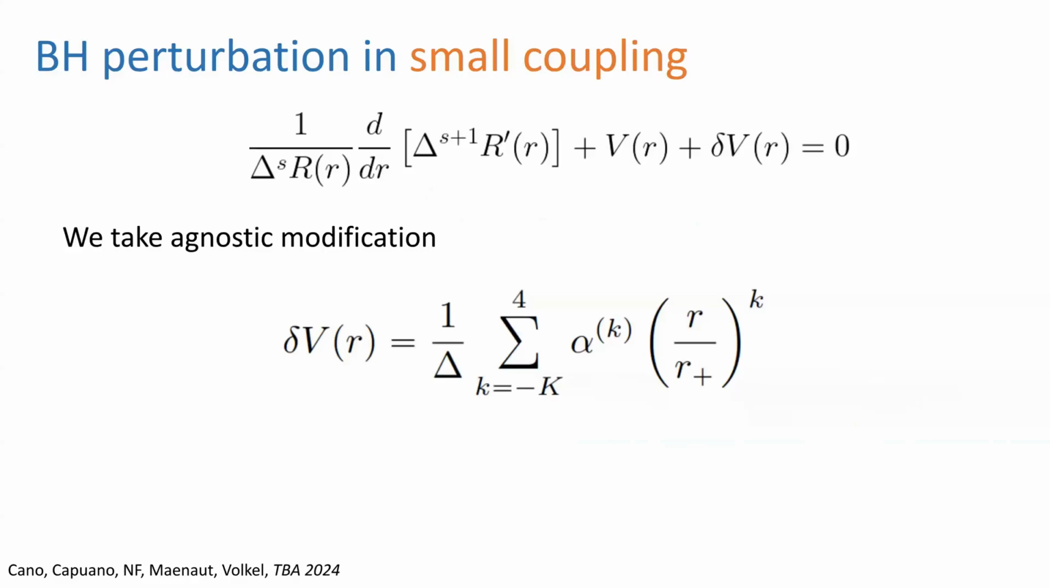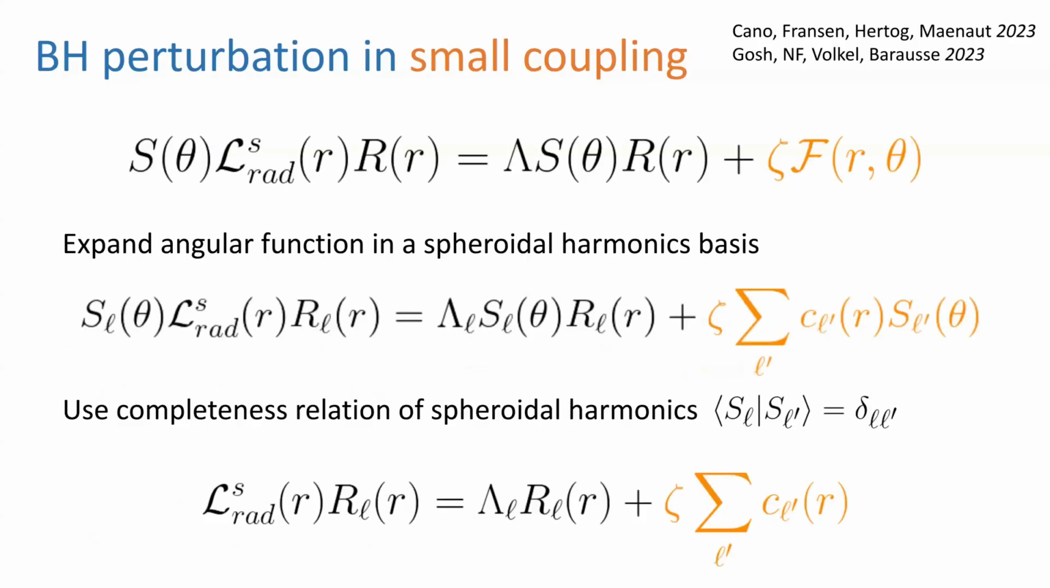The perturbation on the potential depends on the theory, but it also depends on the angular part, the radial equation. I'm not showing it here. We are assuming we expand the angular part always in spheroidal harmonics. So the equation is the same. The only difference is the separation constant, because the separation constant depends on the frequency. So if the frequency is shifted, then the separation constant is shifted too. So we took this into account.